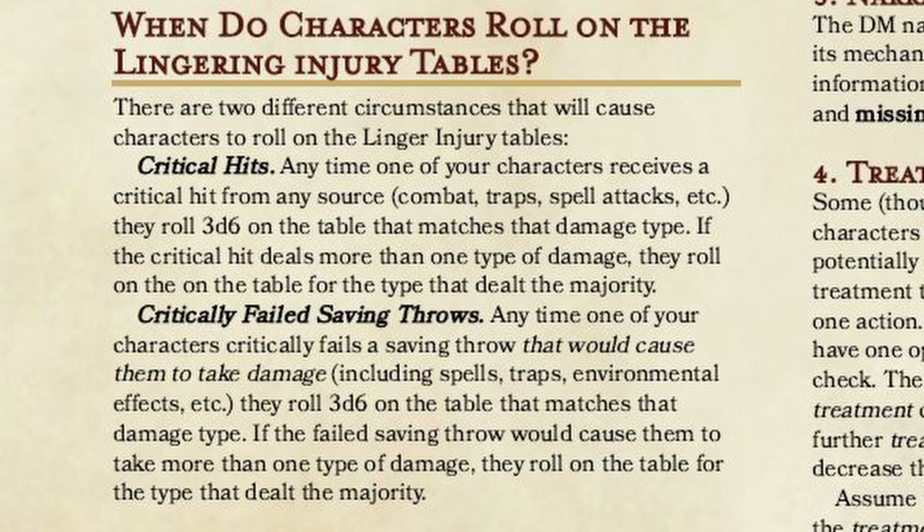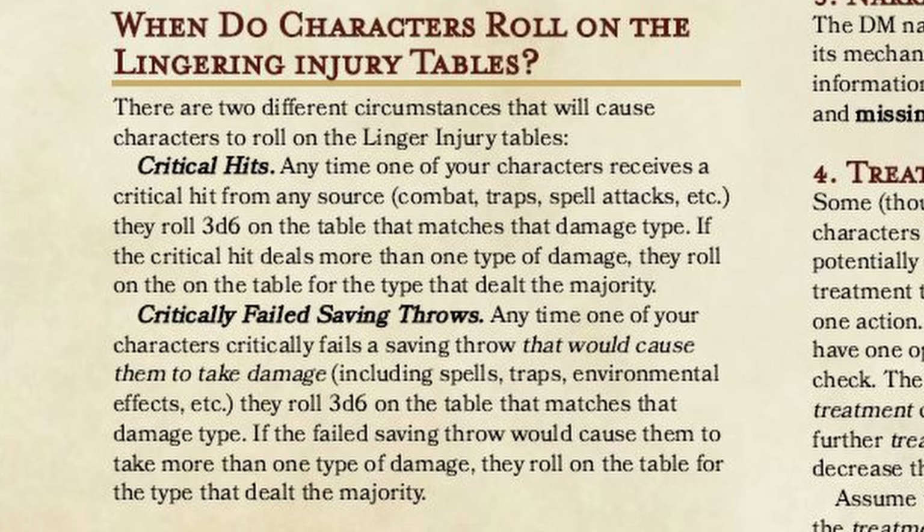dealt the majority. For critically failed saving throws, anytime one of your characters critically fails a saving throw that would cause them to take damage, including spells, traps, environmental effects, etc., they roll 3d6 on the table that matches that damage type. If the failed saving throw would cause them to take more than one type of damage, they roll on the table for the one that had the majority. So, it's nice and simple. Really, really easy. Easy to implement, easy to remember.